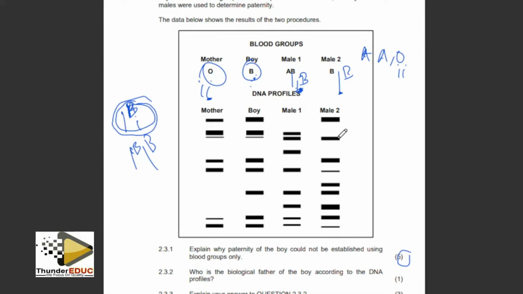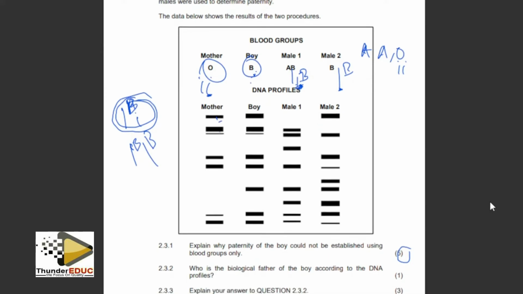Remember, all the genes that this boy or this baby has come from the mother and the father. So if you take out all the mother's genes, because the mother is known, the remaining bands of this boy must be those of the father. Let me show you what I'm trying to say. This mother, okay, this one is not for them. Yes, this one is corresponding. So this one is out. This one corresponds. All right, corresponds. This one corresponds.